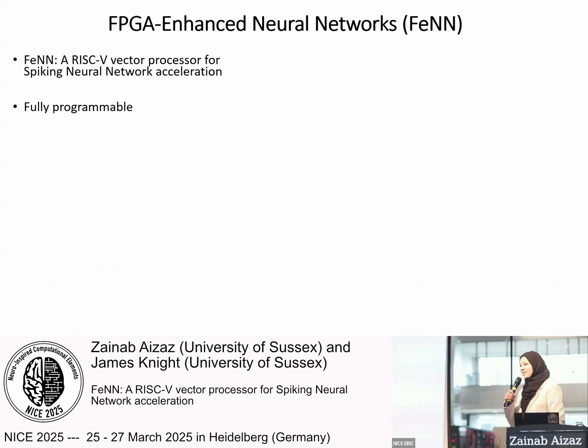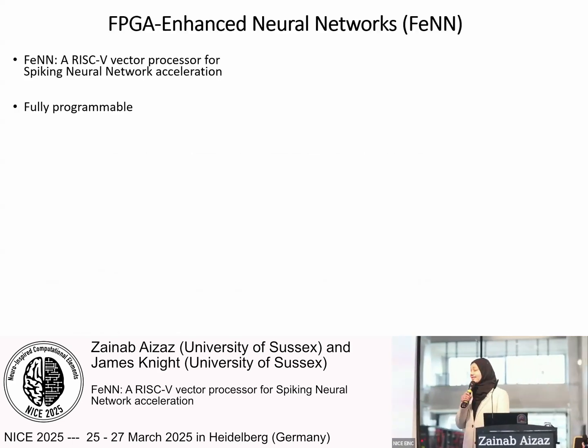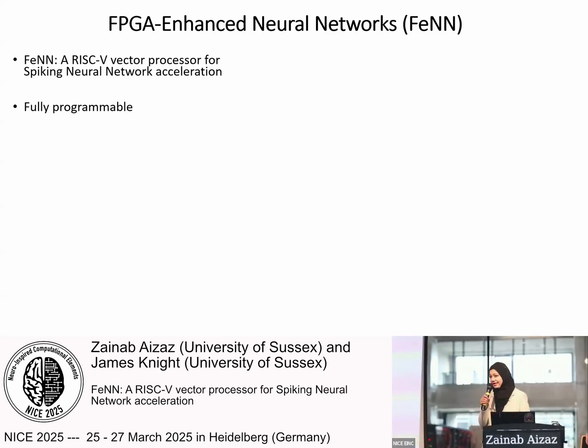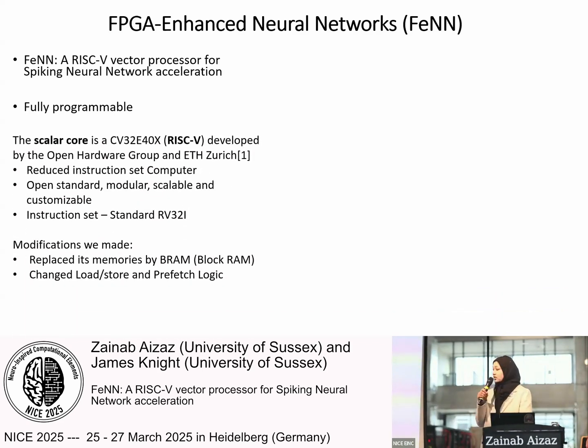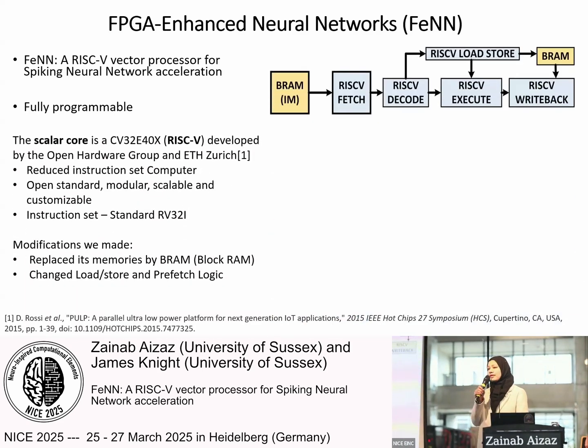Okay, I'm Zainab Aizaz from University of Sussex, and I'm going to explain our design, FeNN. FeNN is FPGA Enhanced Neural Network. It's a RISC-V processor for SNN acceleration. It's fully programmable. FeNN has 2 main parts. First is the scalar core. It's an open source RISC-V processor from ETH Zurich and the OpenHW Group, which is CV32E40X, which is scalable, customizable, and fits on FPGA.